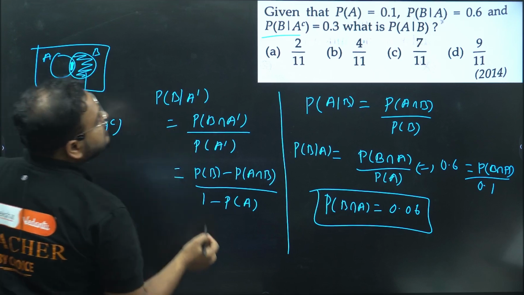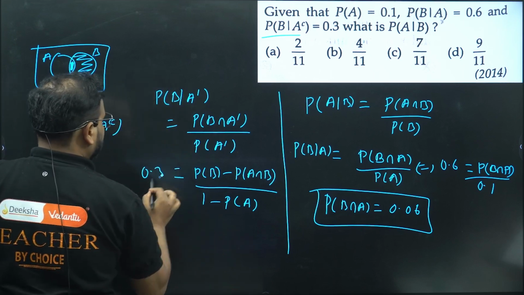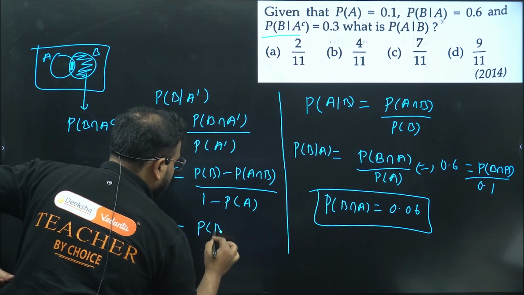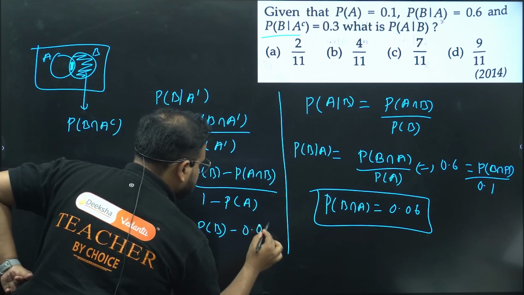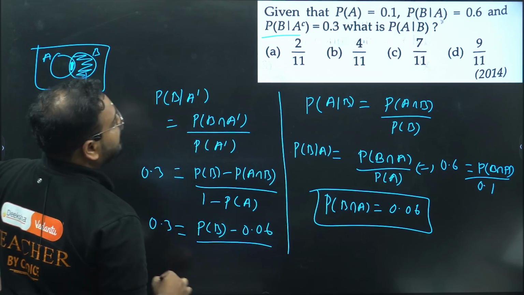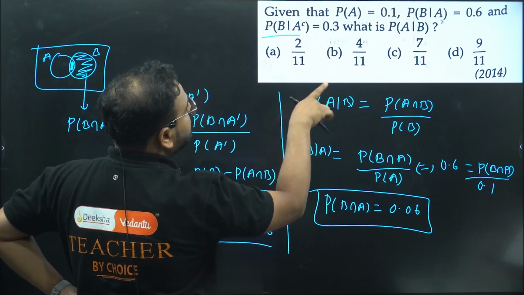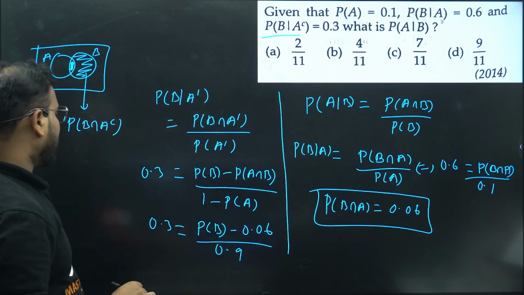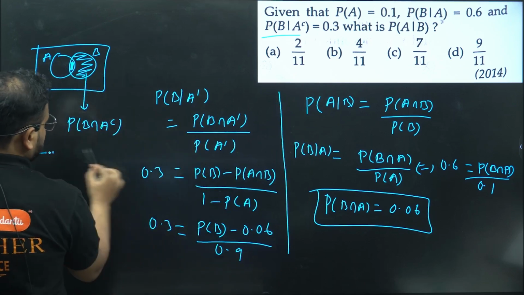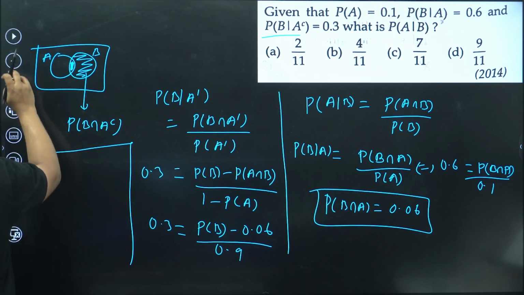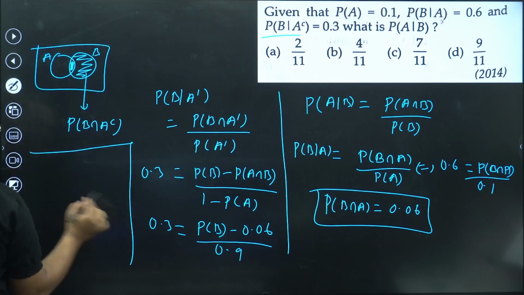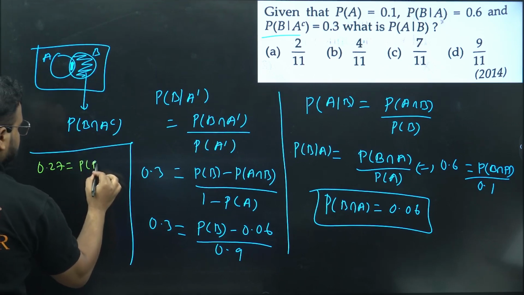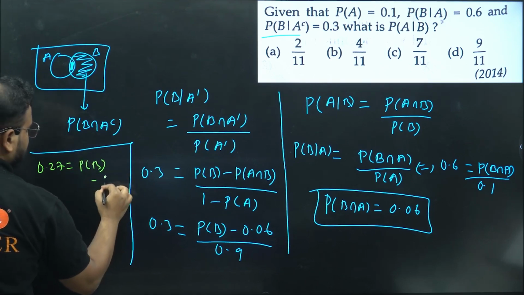We have this value as 0.3. So right here, 0.3 equals PB, which is unknown. And this value is how much, sir? 0.06. And this value is given as what? 1 minus PA will become, what is PA, sir? 0.1. It will become 0.9. So what will the product become? Please check. It will become 0.3 into 0.9, which is 0.27. 0.27 equals PB, and we have minus 0.06.